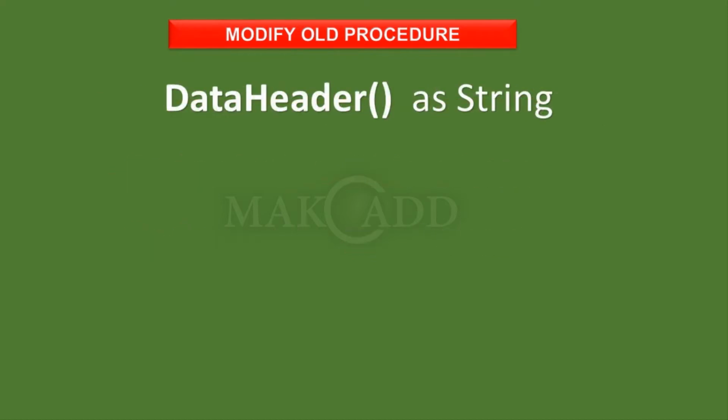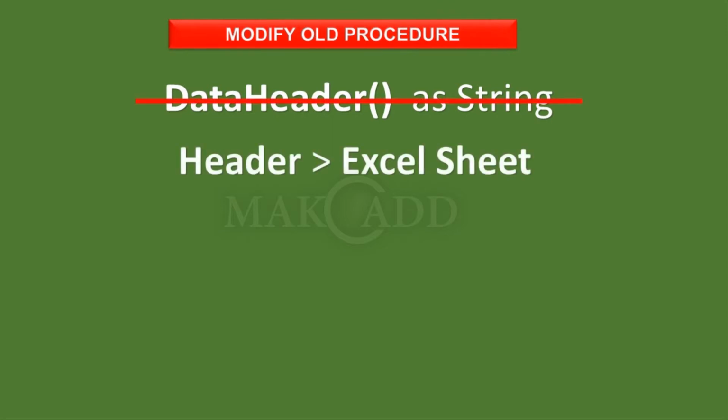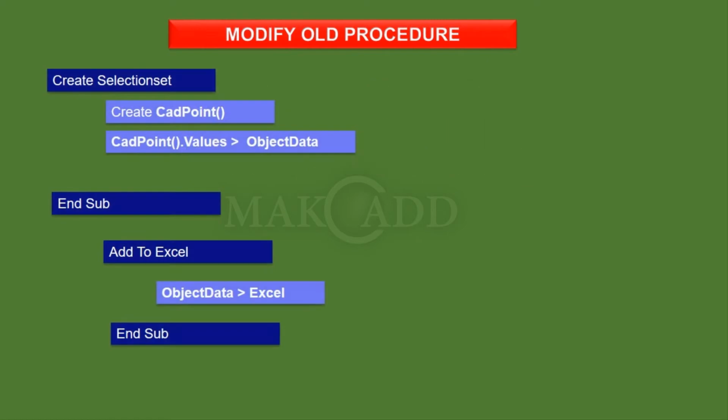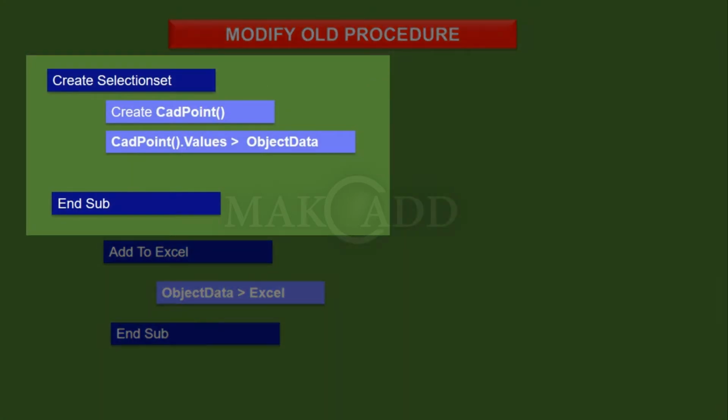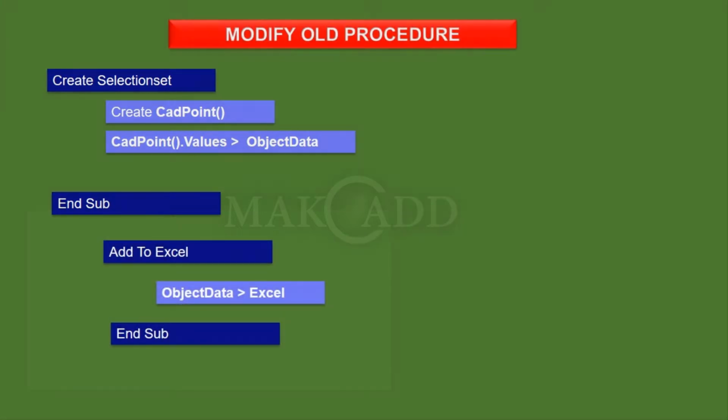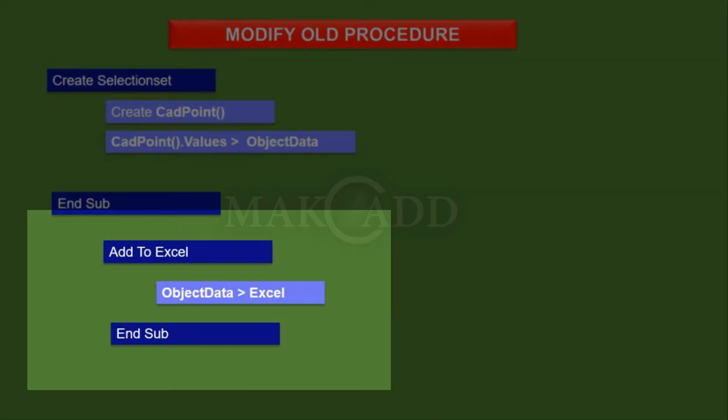Same here with the data header. We will delete the data header and we will write directly to the Excel sheet. Here in the procedure create selection set, first we created a cadpoint, and from the cadpoint values we extracted to object data. Then in another procedure, add to Excel, we added this object data values to Excel.